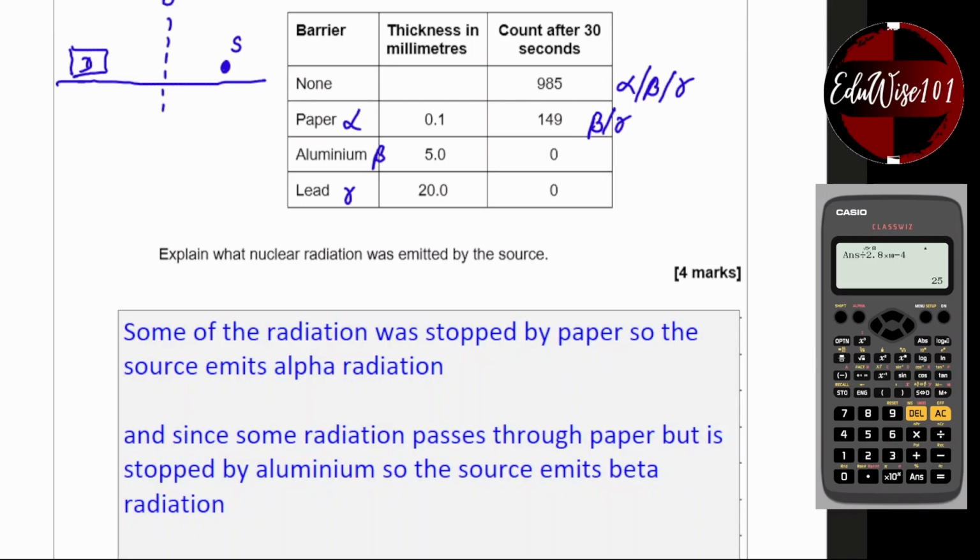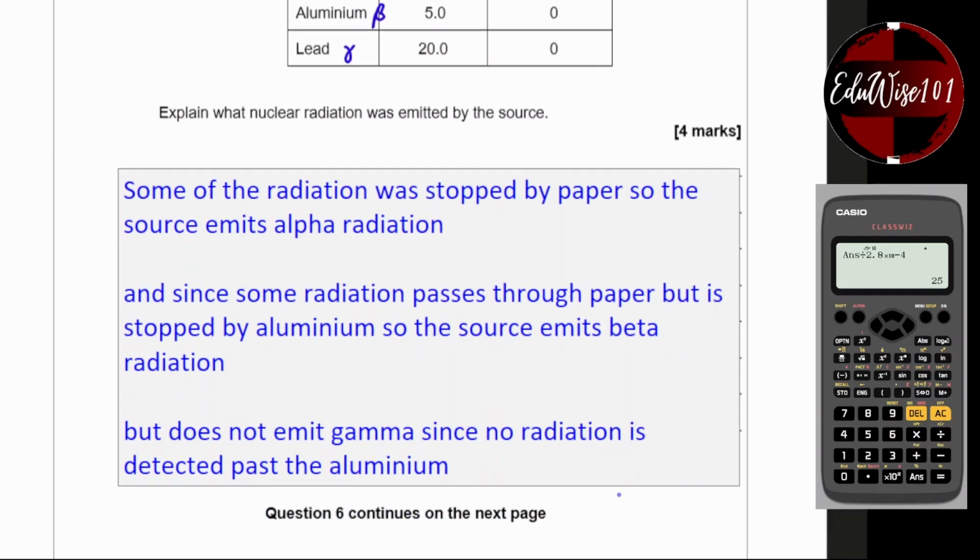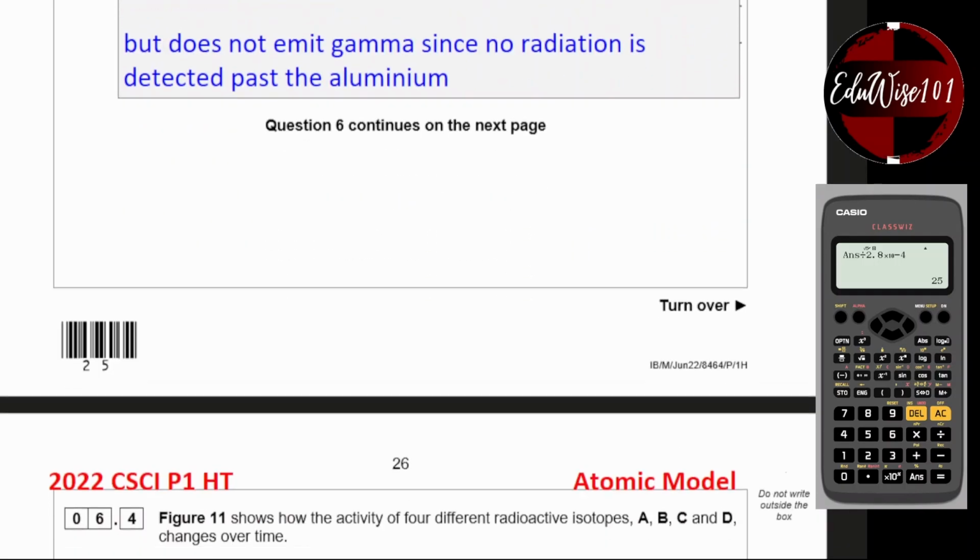How do you write this answer? Some of the radiation was stopped by paper. So the source emits alpha radiation. It went from 985 to 149. And since some radiation passes through paper but is stopped by aluminium, the source emits beta radiation, but does not emit gamma since no radiation is detected past the aluminium. That would be the 4 marks for this question.